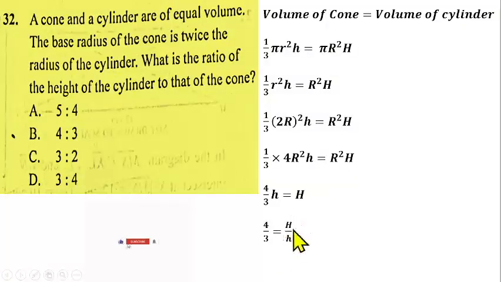I know that a ratio means division. So big H over small h means big H ratio small h, and 4 over 3 means 4 ratio 3. So this can be written as big H ratio small h equals 4 ratio 3. So option B is the correct option for question number 32.